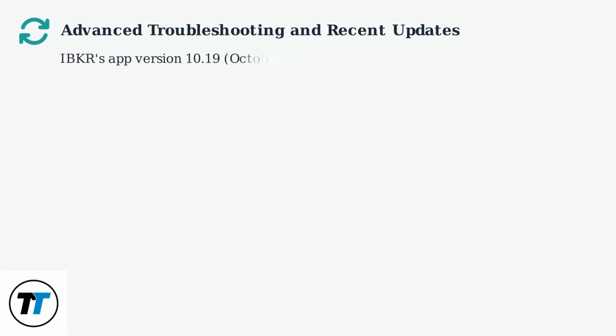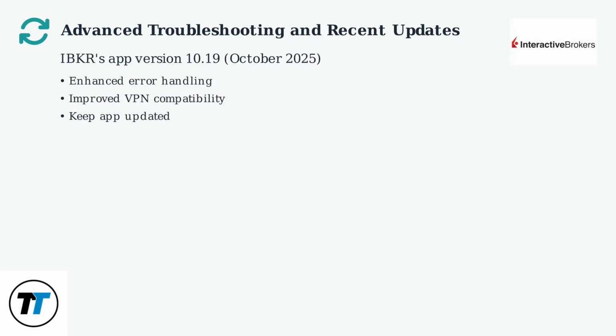IBKR's app version 10.19, released in October 2025, includes enhanced error handling for network disconnections and improved VPN compatibility with providers like NordVPN and ExpressVPN. Keep your app updated to access these improvements. Some users have found success by combining solutions, such as disabling their VPN and changing DNS settings simultaneously. Community forums like Reddit and Investopedia offer additional troubleshooting tips from other users.